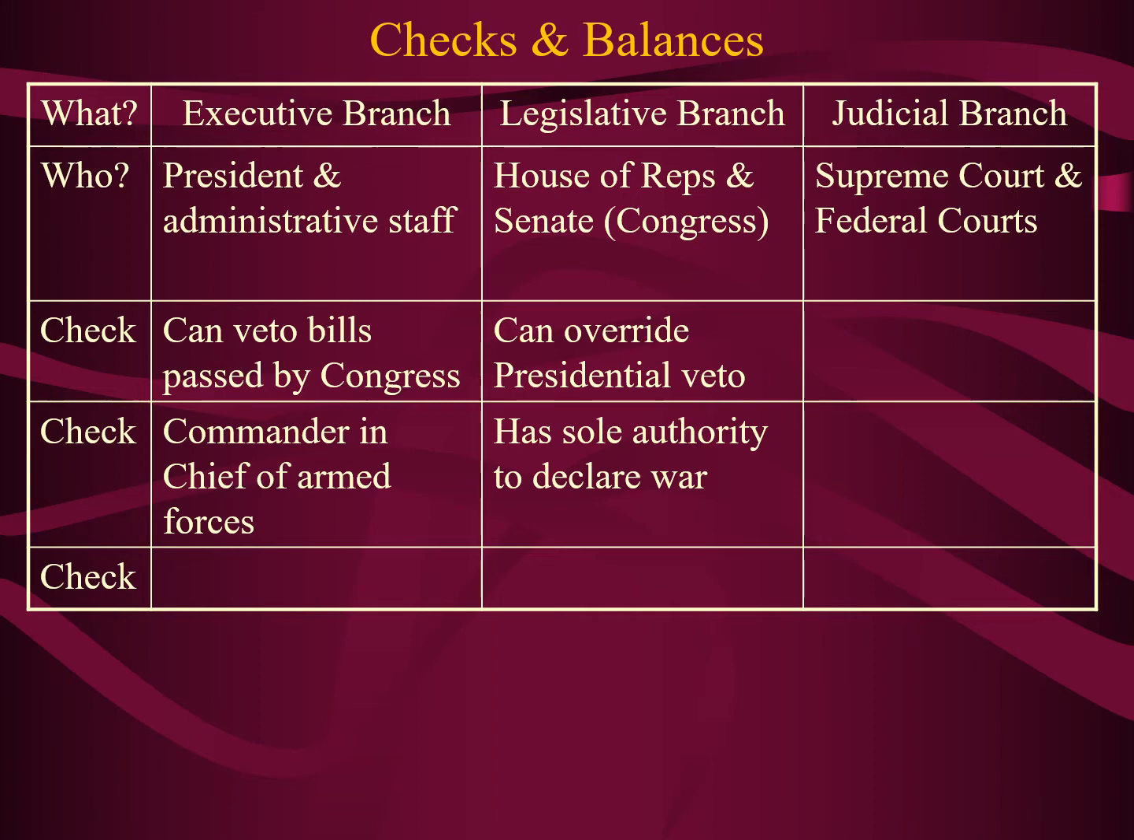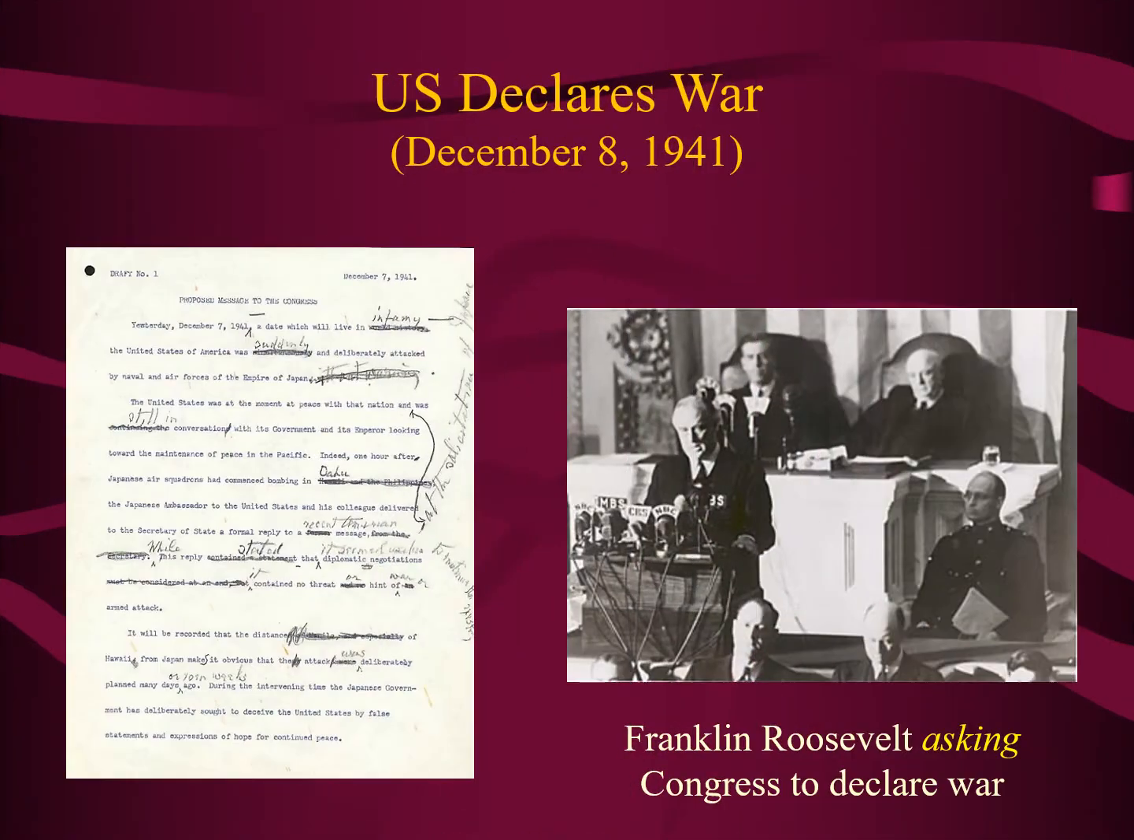While the president is commander-in-chief of the armed forces, only Congress has the authority to declare war. Here we see Franklin Roosevelt in December of 1941 addressing Congress and asking them to declare war following the Japanese attack on Pearl Harbor the previous day. On the left, we see a copy of his speech.